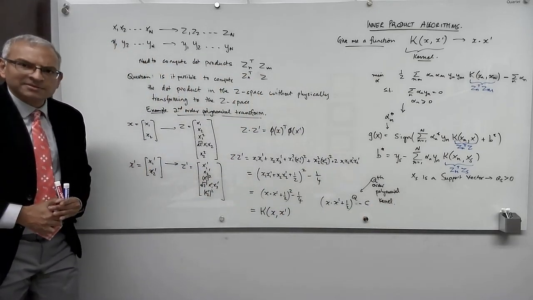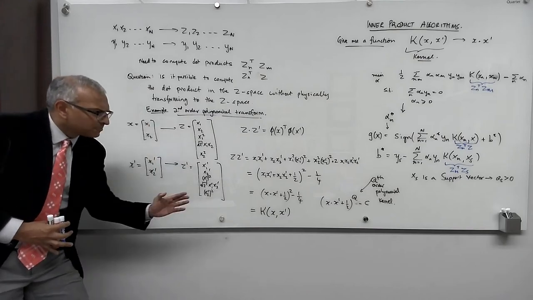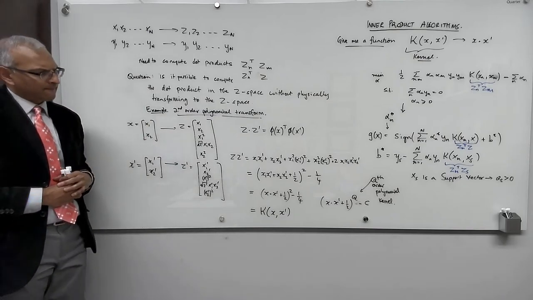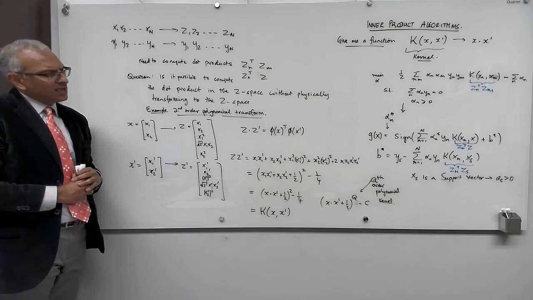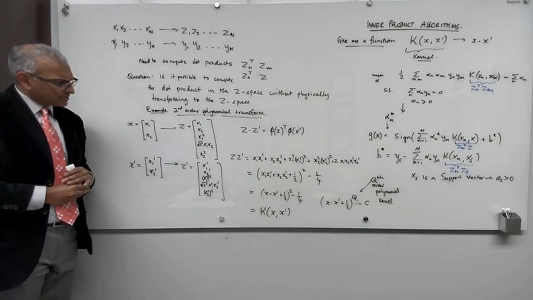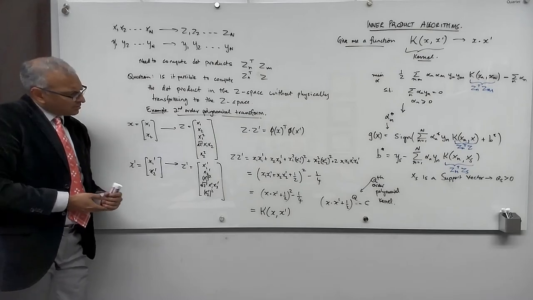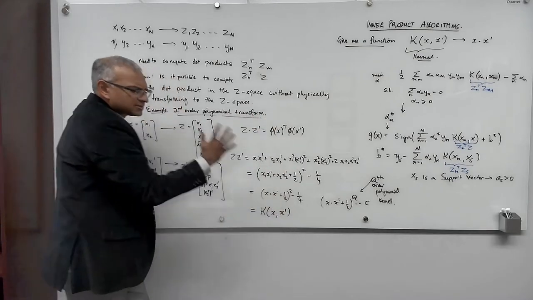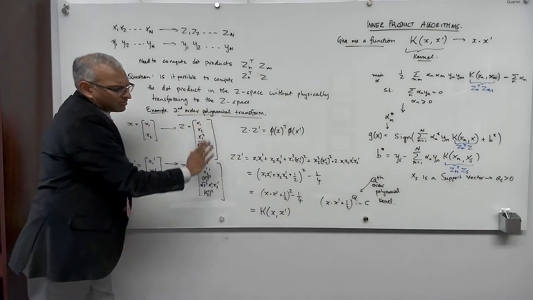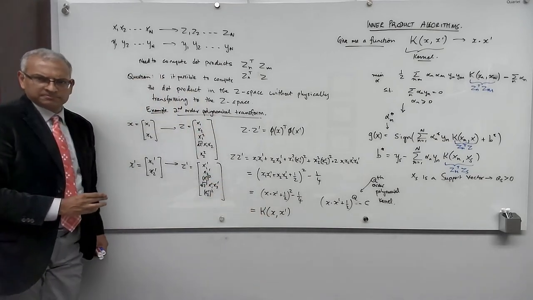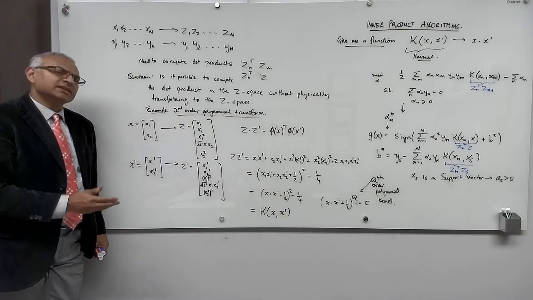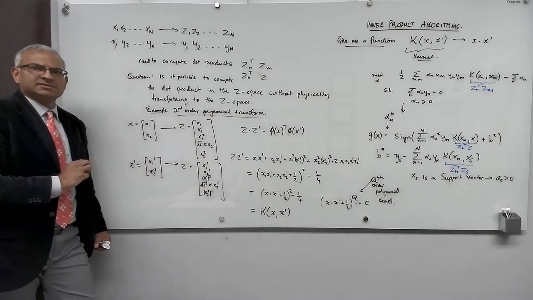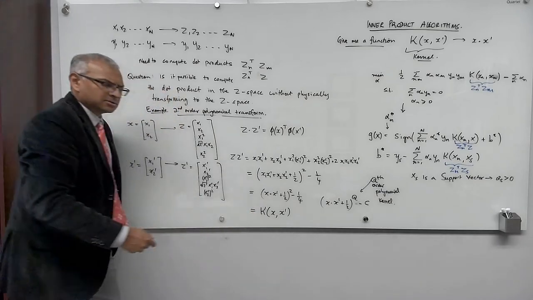So let me erase and show you this exact process, but now transforming to an infinite dimensional space. And the end of the idea is, in this particular example, I was able to mathematically analyze the transform and construct the kernel. And in the next example, to infinite dimensional spaces, we're going to be able to mathematically analyze the transform and construct the kernel.